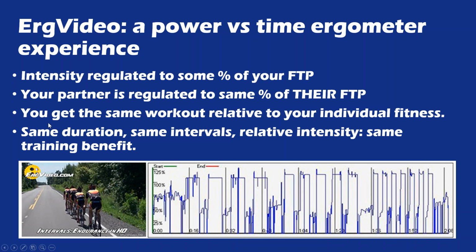So my whole point is everyone gets the same workout relative to their individual fitness. When you are told by your coach to do a VO2 max workout at 120% of your FTP in these intervals, and he tells me to do the same workout, even though I do it at a different absolute watts, I'm getting the same physical benefit relative to my current fitness. And the whole point here, the same duration, the same intervals, the same relative intensity means everyone gets the same training benefit from the session. And that is a key goal.